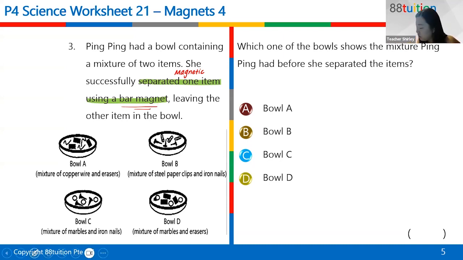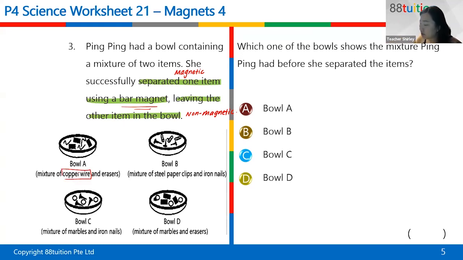Now we also have, leaving the other item behind. So the other item is actually non-magnetic because if it's not able to be attracted by a bar magnet, then it's probably non-magnetic. So out of all these 4 bowls, which of these have a magnetic and a non-magnetic item or object? Anyone would like to try this question? Okay, let's go through one by one, yeah?